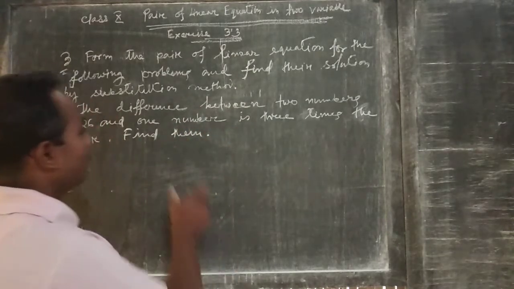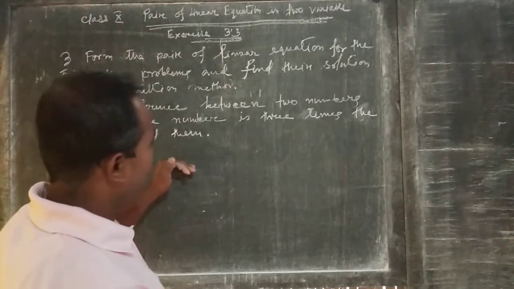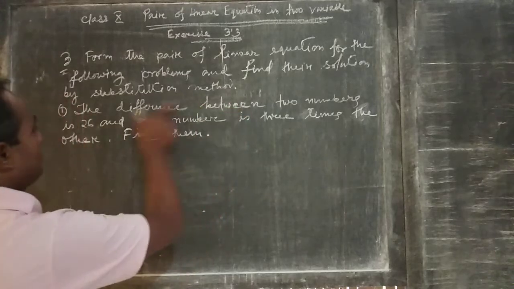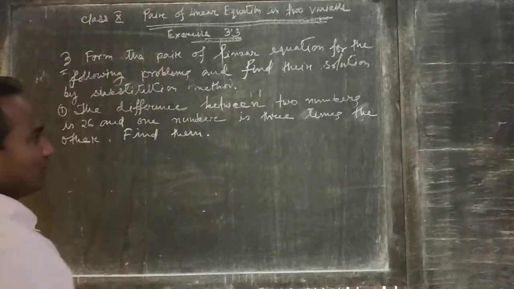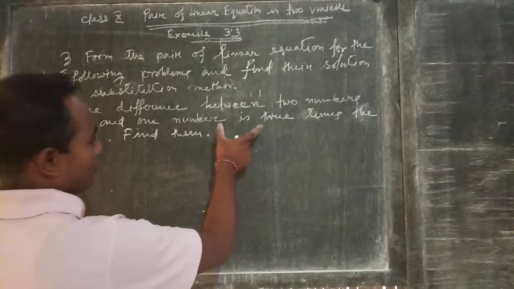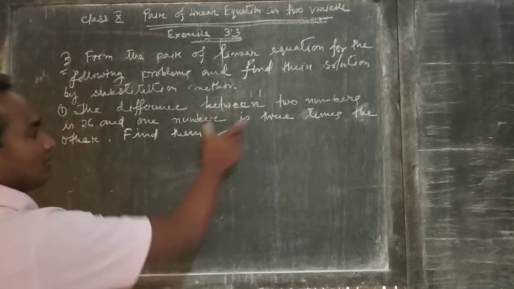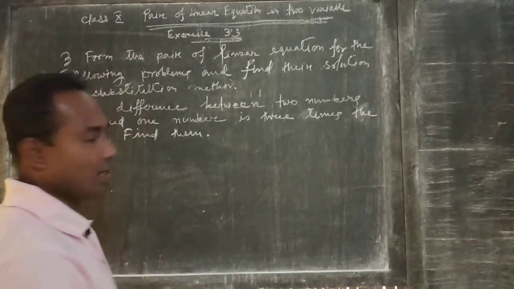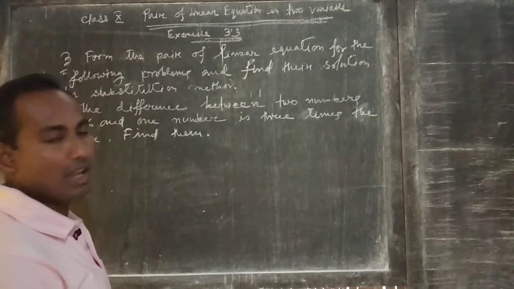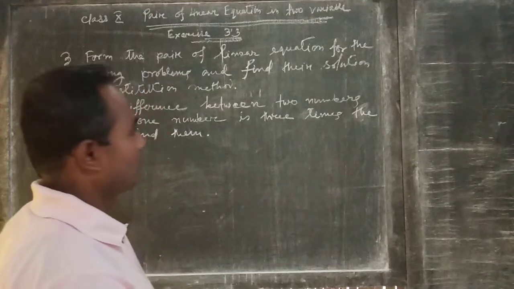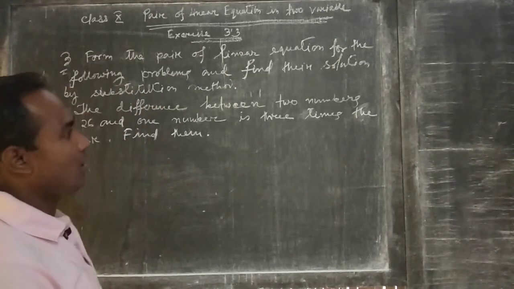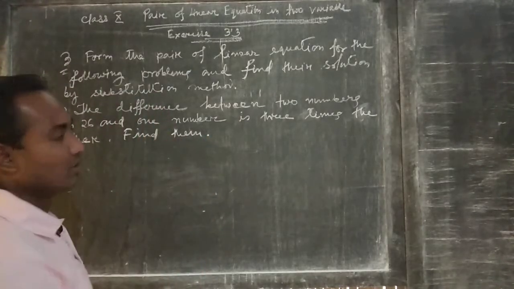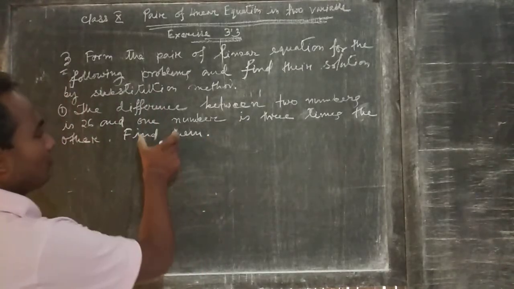Find them. That means we have to find the two numbers, and for the two numbers, two conditions are given. First condition, the difference between the two numbers is 26. The second condition is that one number is 3 times the other. From these two conditions we have to find two equations. At first we will find the two equations, and then we will solve them by using the substitution method. Then how to form the equations? Now here we have to find the two numbers, so we will consider two variables for these two numbers.